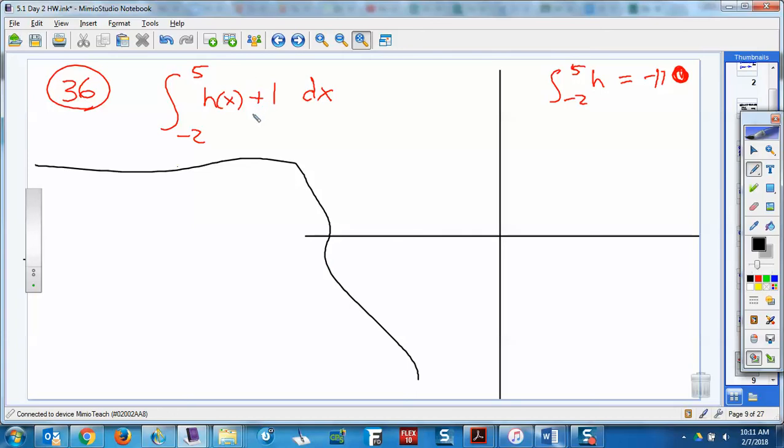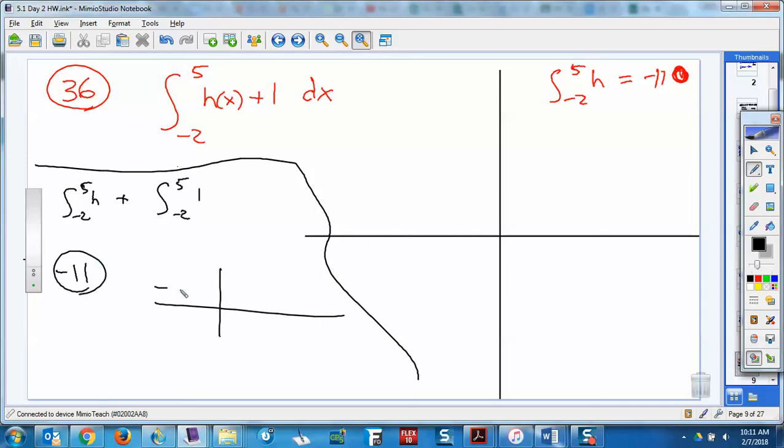So split it apart. You split it apart first, right? So it's the integral from -2 to 5 of h plus the integral from -2 to 5 of 1. We split it apart, just like we did before. Now this we were told is -11, right? And this would be a horizontal line at 1, just like the pi squared example we did. And it goes from -2 to 5. So the area from -2 to 5, well, what is that? That's a rectangle that's 7 wide and 1 tall, which is 7. So -11 plus 7 is going to be -4.